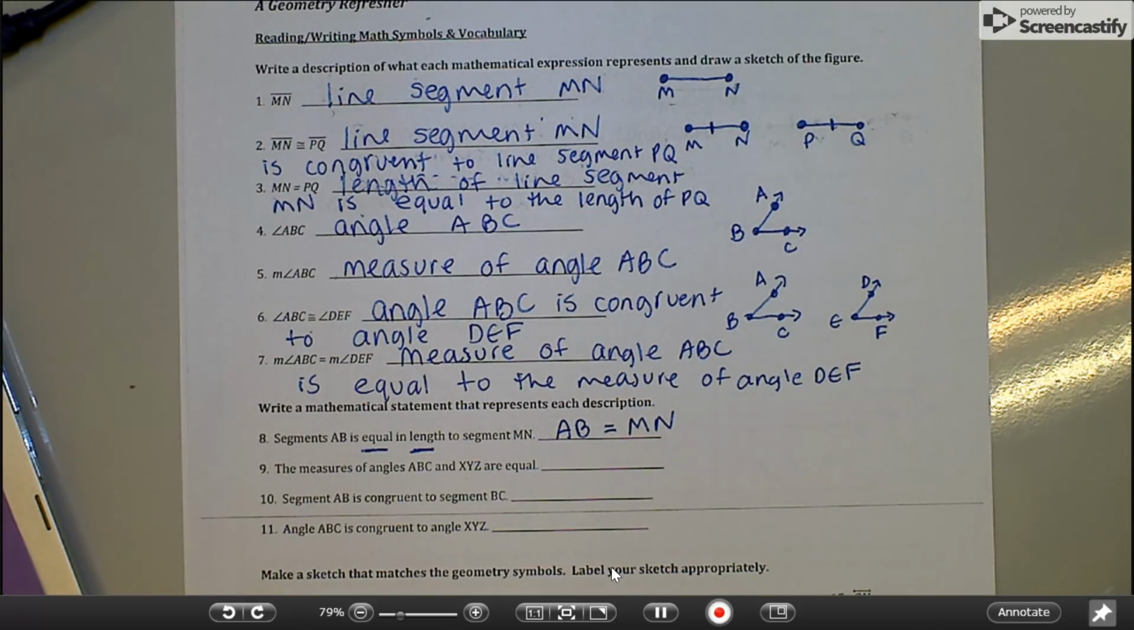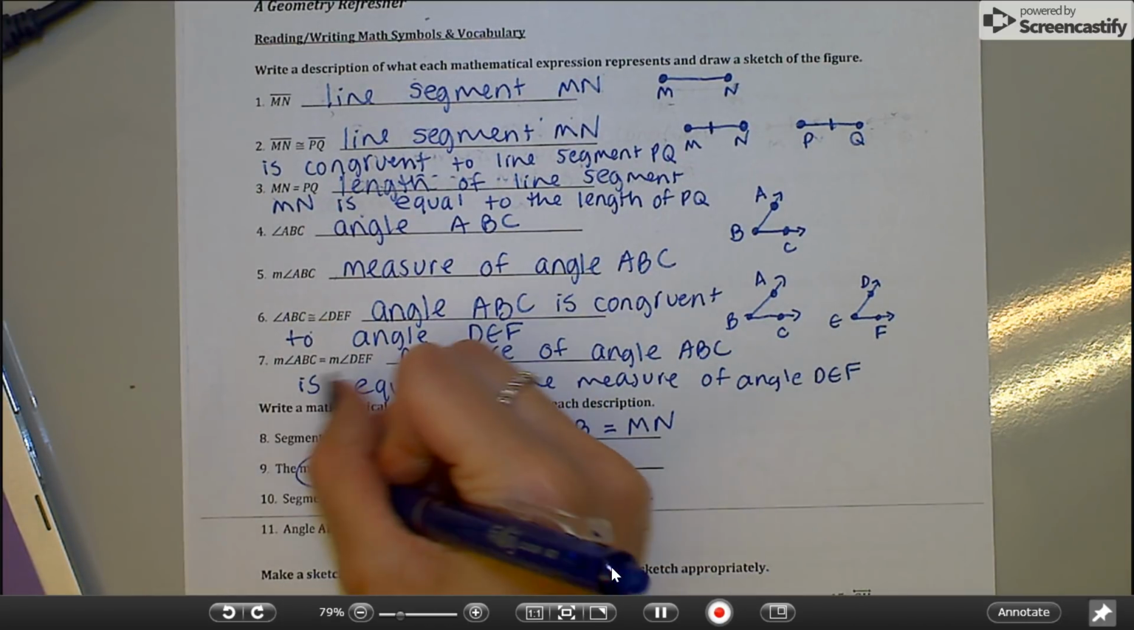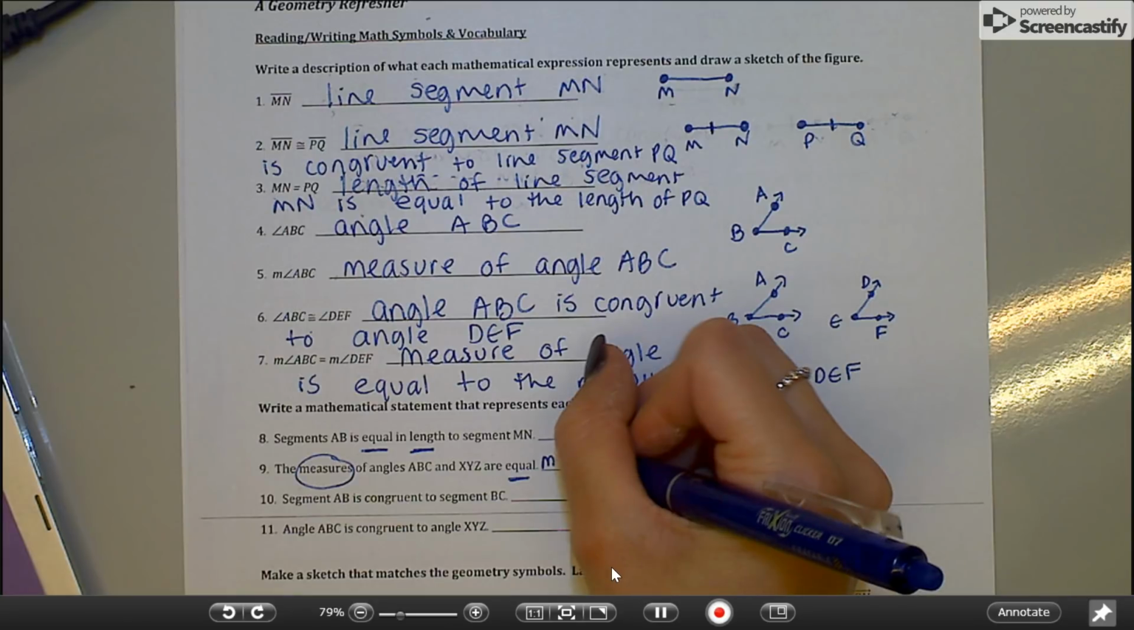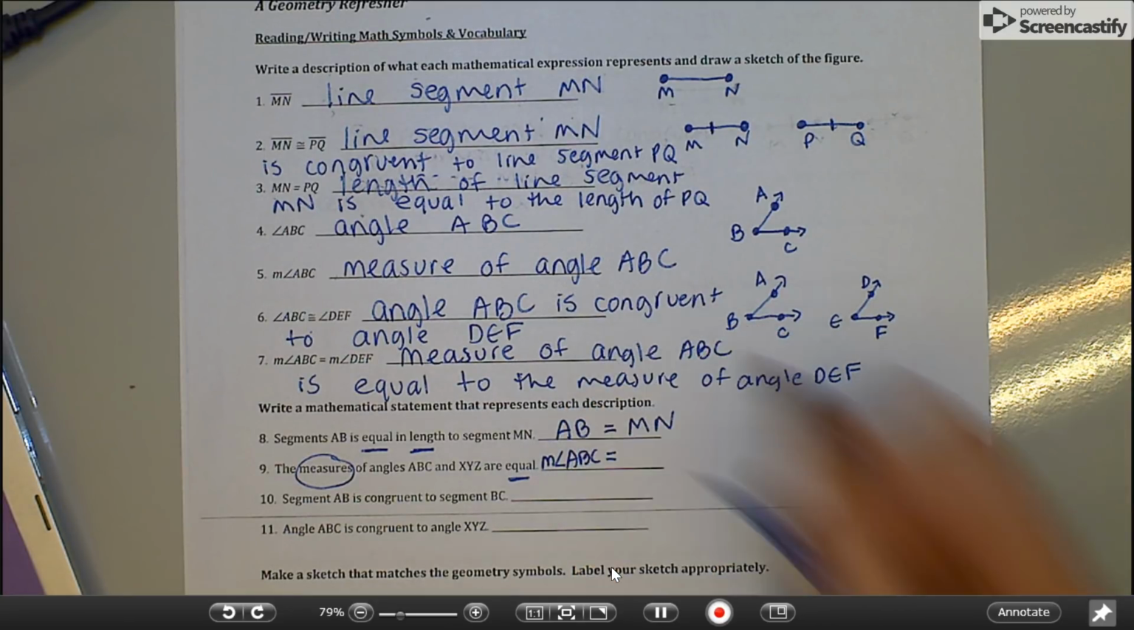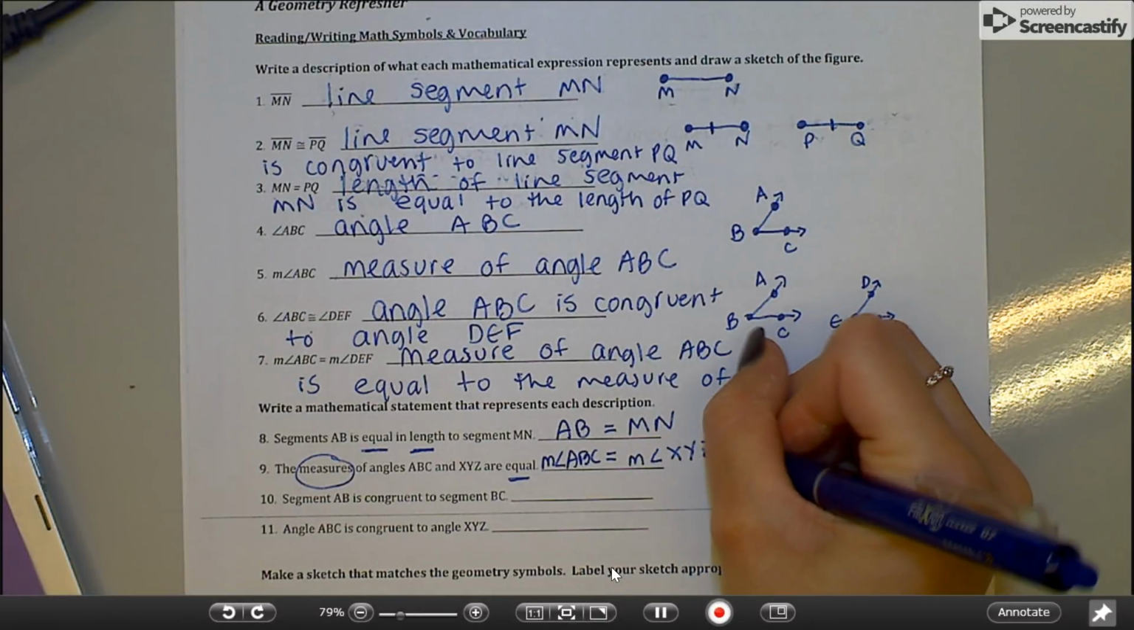Okay. The measures of angle ABC and XYZ are equal. Again, that tells us that we're going to be using the measure, the M in front. So measure of angle ABC is equal to the measure of angle XYZ.